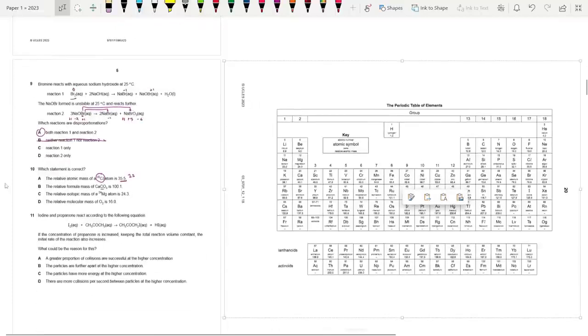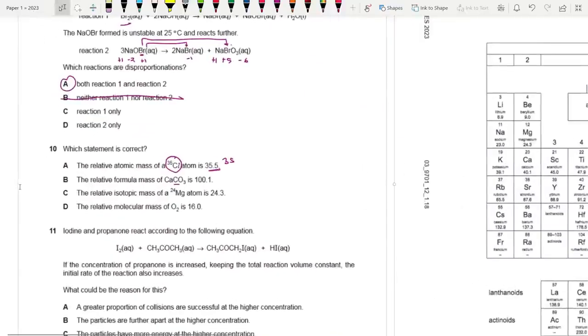Okay, so CaCO3, we already know a few things. Carbon is 12, oxygen is 16, so 16 times 3 is 48. And calcium, as you can see, is 40.1. So if you add the relative atomic masses, you're going to get the final answer of 100.1. So this is correct. The relative isotopic mass of Mg24C, this is wrong. 24.3 is the relative atomic mass.